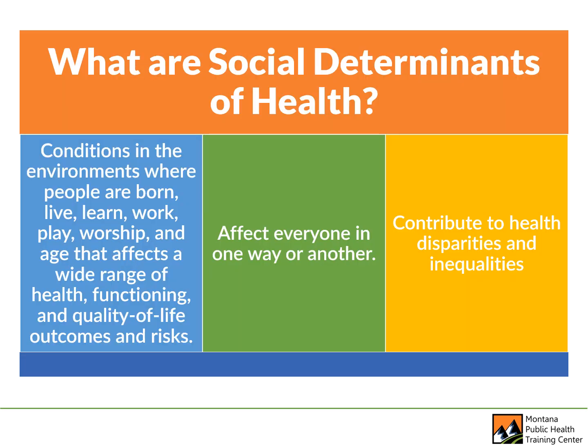Other important considerations when you think about creating conditions in which people can be healthy are social determinants of health. Now, what does that mean? When we talk about social determinants of health, we're talking about the conditions in the environment where people are born, live, learn, work, play, worship, and age that affect a wide range of health, functioning, and quality of life outcomes and risks. These affect everyone in one way or another, and they also contribute to health disparities and inequalities.